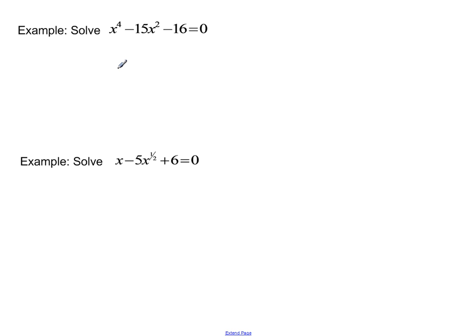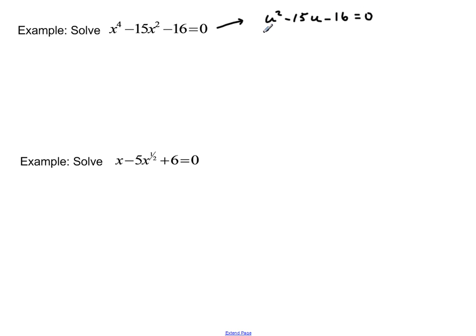Okay, so here we are again with a couple more quadratic form equations, and let's just work our way through these ones so that we see it in action. This time we've got x to the fourth minus 15x squared minus 16 equals 0. And again, if we model this as a quadratic form equation, it looks kind of familiar, almost as if we had u squared minus 15u minus 16 is equal to 0. And we know how that one works out.